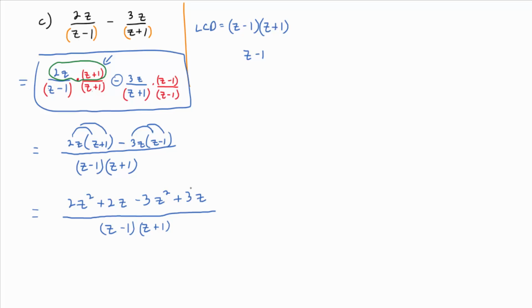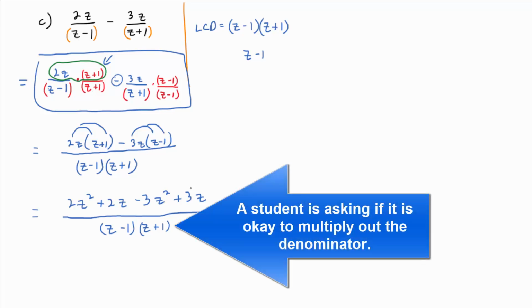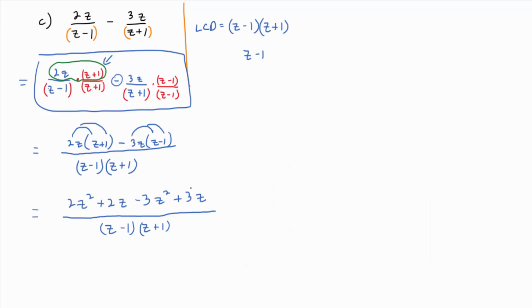Any questions on that? Yes? Would it be incorrect to FOIL out the denominator and have it be z squared minus 1? It would not be incorrect, but there's no reason to do it. And here's the thing. In the numerator, once you simplify and factor it, you might end up with a factor of z minus 1 and a factor of z plus 1, which would divide out. So you don't want to do that. You really don't want to. It might not hurt anything, but you might not recognize how it simplifies if you multiply out the denominator.